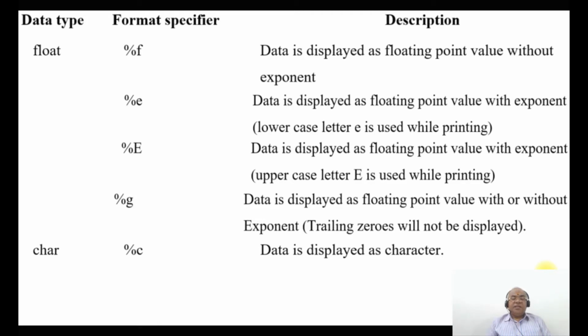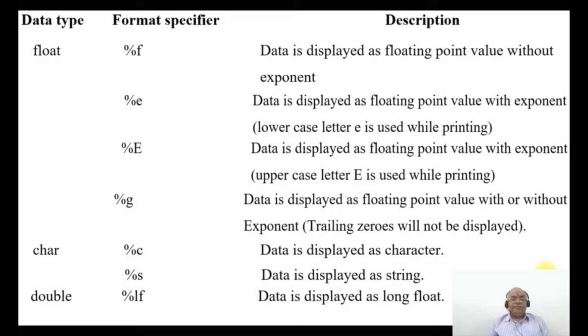Char, %c, data is displayed as a character. %s, data is displayed as a string. For double, %lf, data is displayed as a long float. Long int, %ld, data is displayed as a long int.